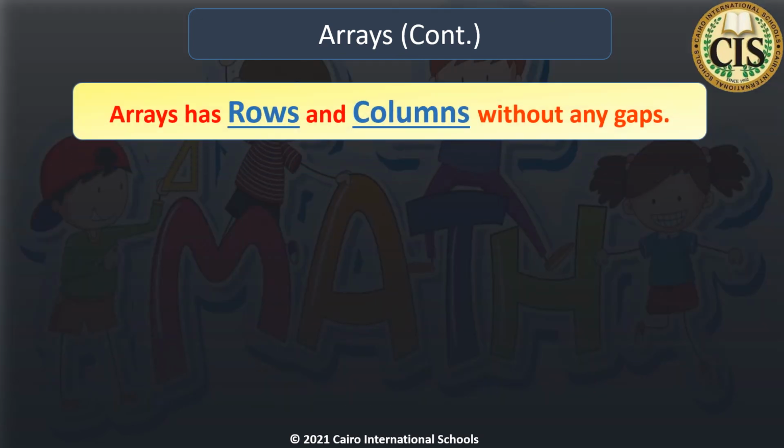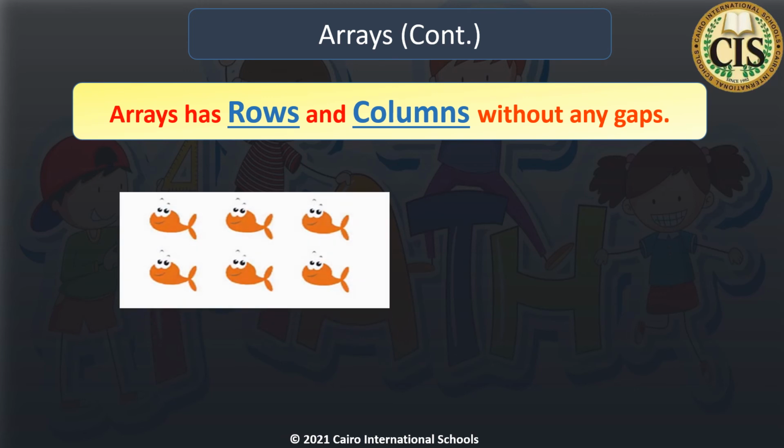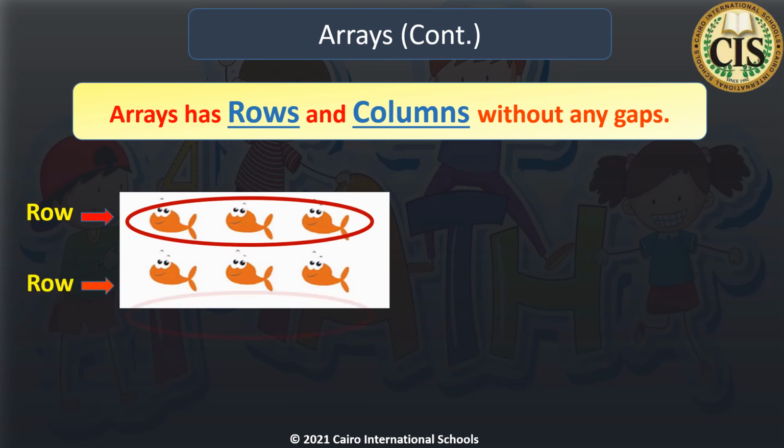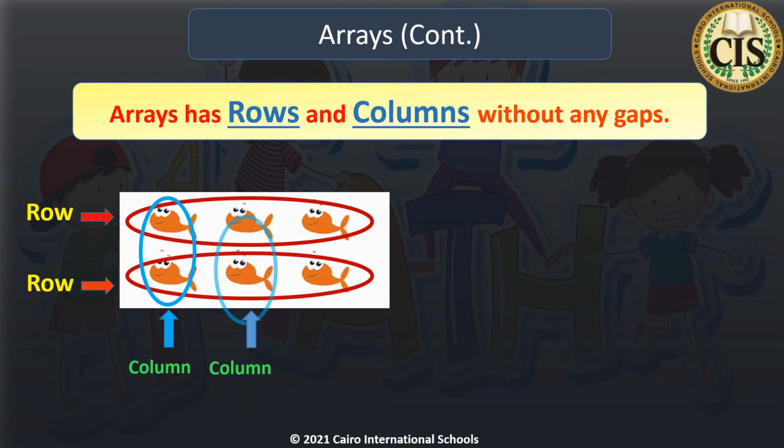As we said, arrays have rows and columns without any gaps. Don't forget. Look carefully at this array. It has no gaps in between, so this is an array. It has rows and columns. The rows as we move horizontally. Here we have 2 rows, while the columns as we move vertically. The first column, the second column, the third column. So it has 2 rows and 3 columns.